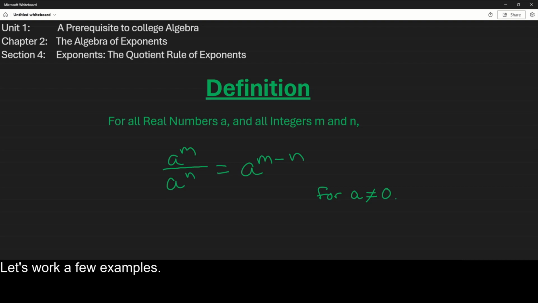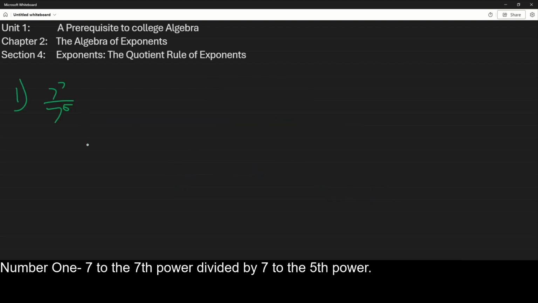Let's work a few examples. Number 1, 7 to the 7th power divided by 7 to the 5th power.